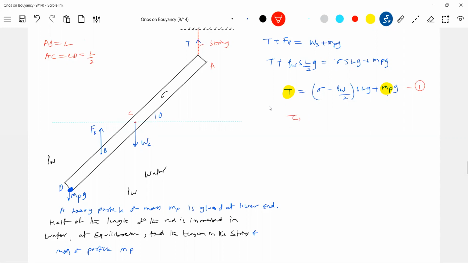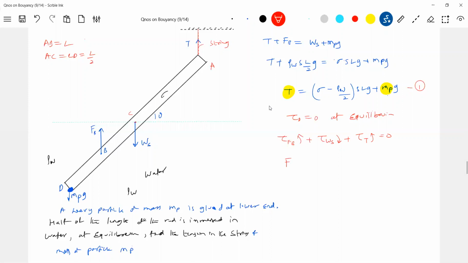Please try to follow things. This is a torque. At equilibrium, what will the torques be? Torque due to buoyant force will be anti-clockwise. Torque due to weight, clockwise. Torque due to tension will be anti-clockwise. All set equal to 0.